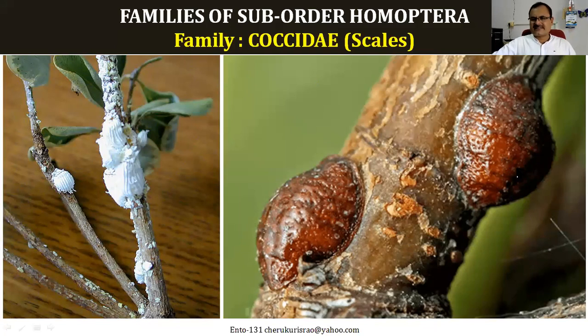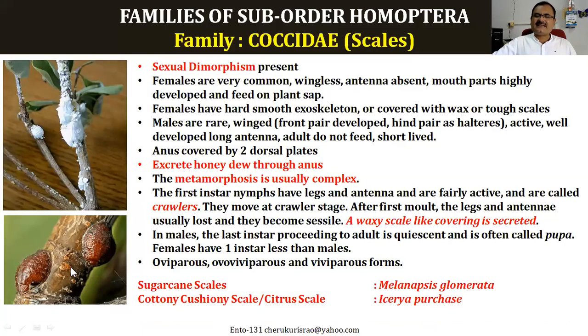You never feel this is an insect, but actually this is a scale insect, and I will see these scale insects very commonly, mostly on hardwood trees and branches. They have sexual dimorphism, and females are very, very common. They are wingless, and they feed on the sap materials. The females have a very hard and very smooth exoskeleton that is covered with wax or tough, scaly materials.